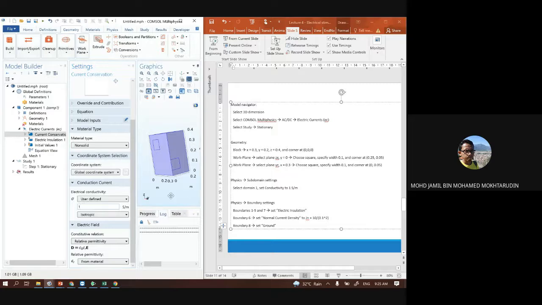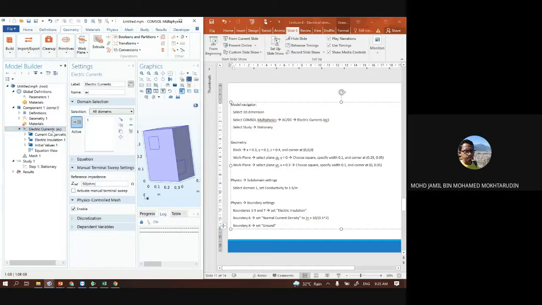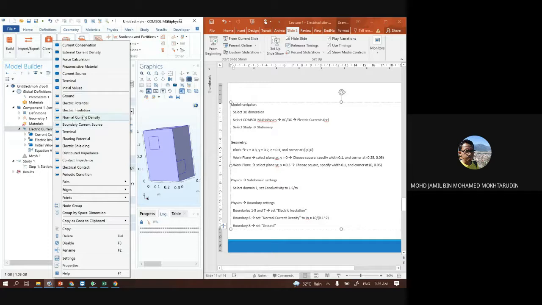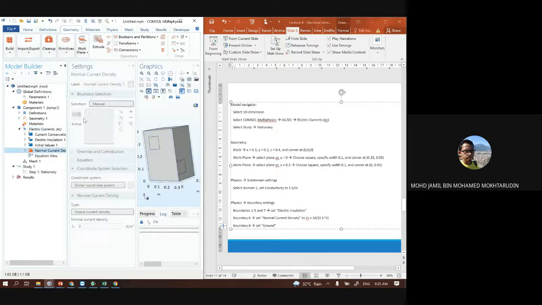Then we need to set the boundary conditions. So the first boundary condition is we need to apply the voltage or current on the top electrode. So to apply that, we use this second boundary, boundary 6. We apply normal current density. So right click electrical current and choose this normal current density. And then choose this top electrode. So it's boundary 6. Written here, boundary number 6. And then we just write the electrical current density.